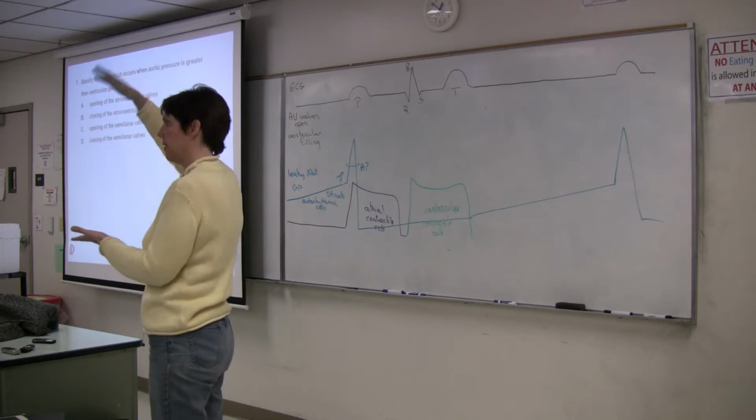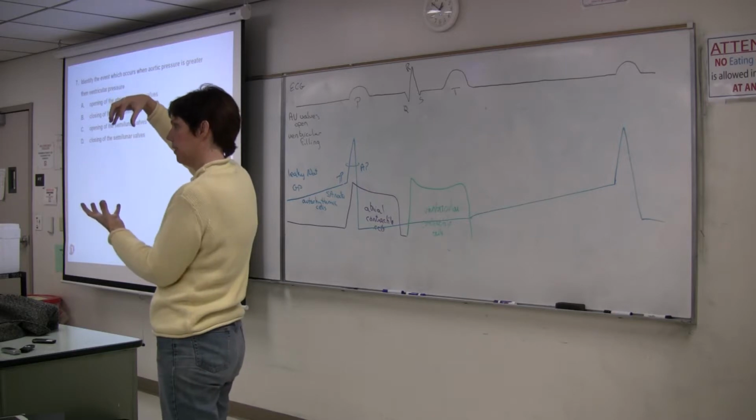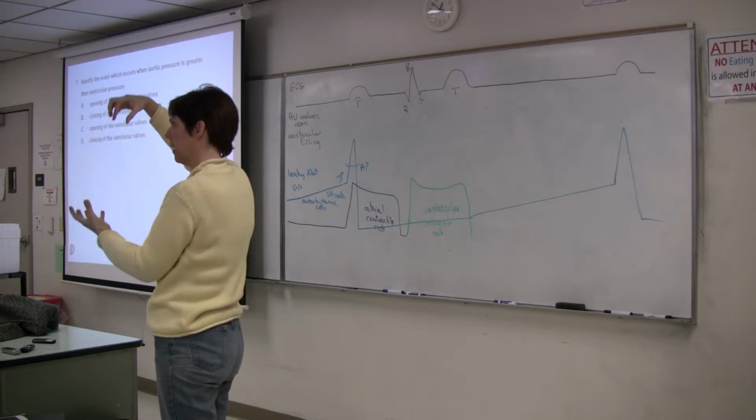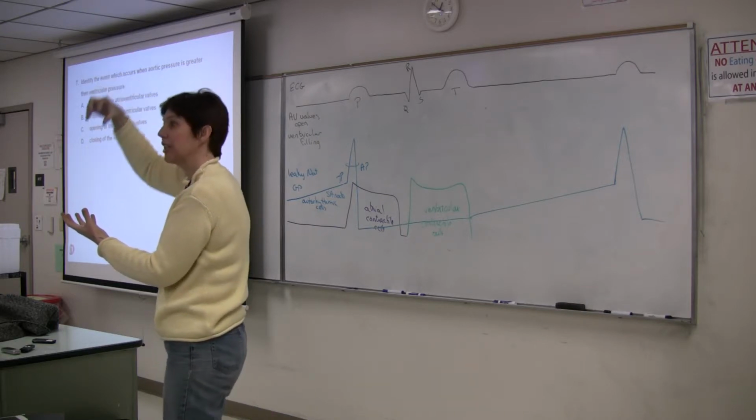When aortic pressure, here's the aorta, here's the ventricle. Pressure in the aorta is greater than it is in the ventricle. So is blood going to go this direction, or is blood going to go this direction? It's going to go down.